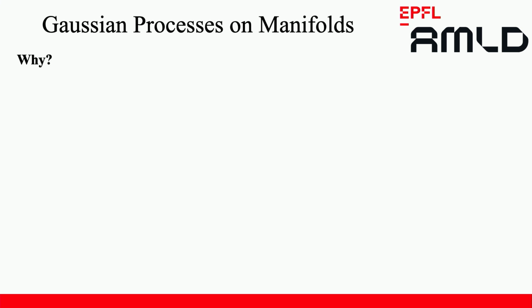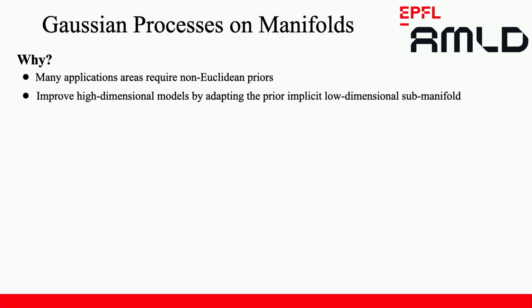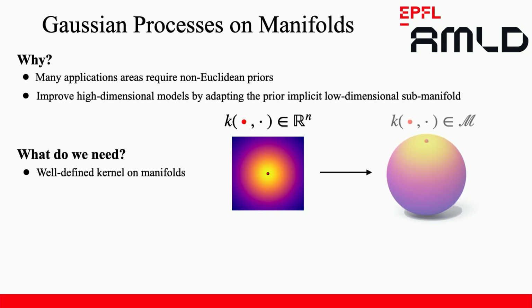The extension of Gaussian processes to manifolds is motivated by the many application areas that nowadays require non-Euclidean priors. In this project, we are trying to investigate the possibility of improving high-dimensional models by adapting the prior to the implicit low-dimensional manifolds. In order to do that, we need a well-defined kernel on manifolds.